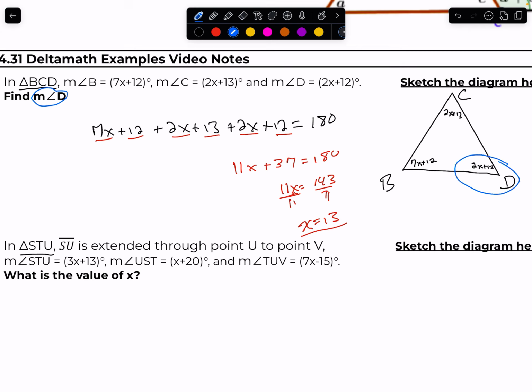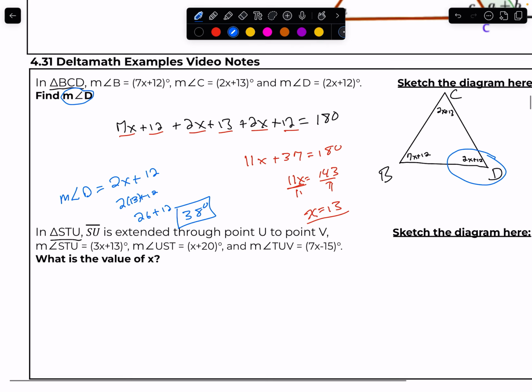So if I substitute in, the measure of angle D is equal to 2x plus 12, and we know our x value is 13, so 2 times 13 plus 12 is going to give us 26 plus 12, which is a value of 38 degrees. So we know that that measure is 38 degrees.